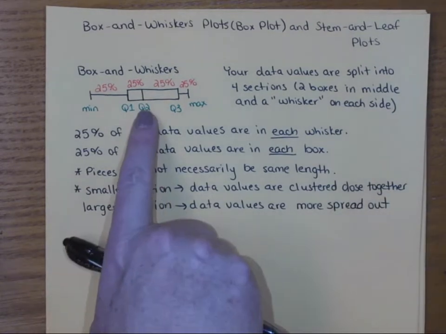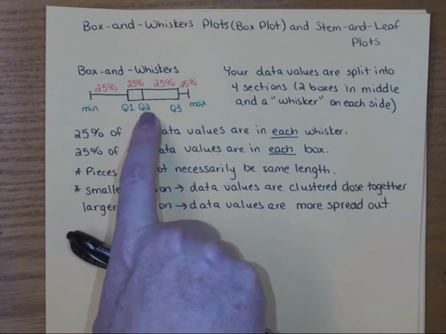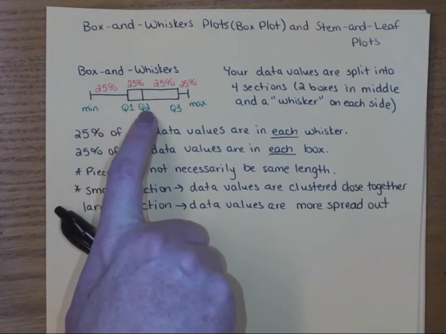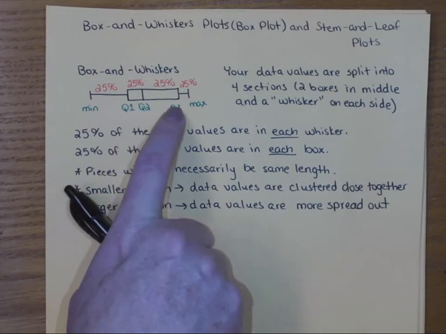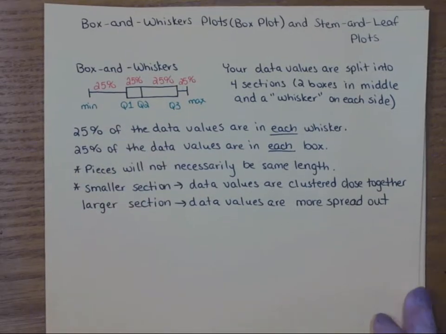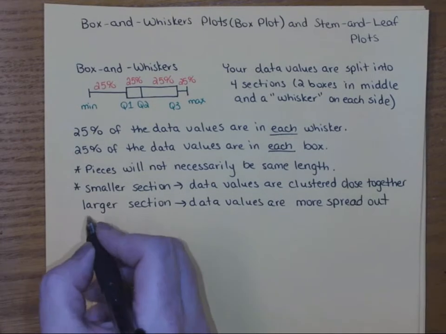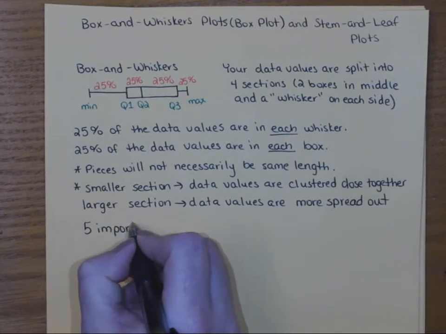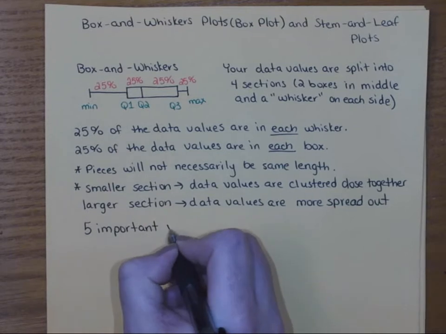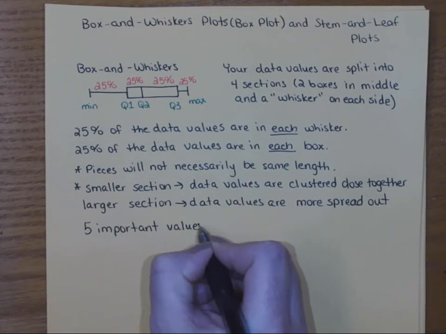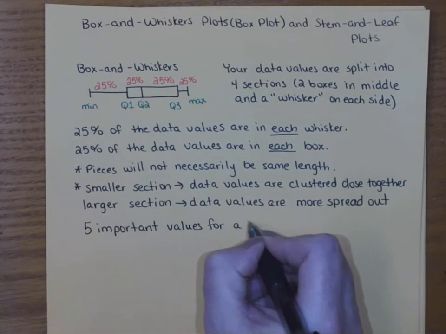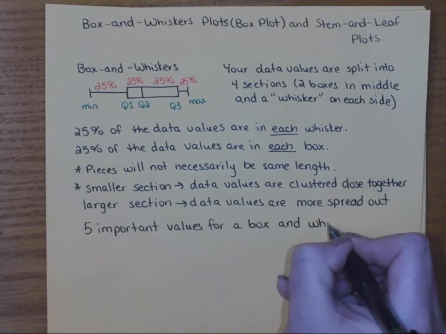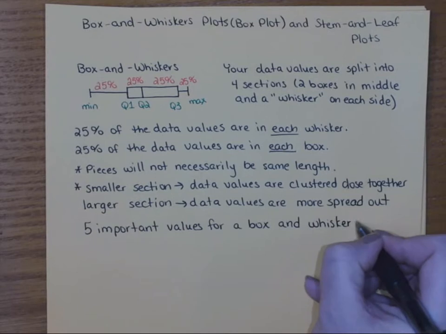Notice this Q2 is going to be the center. If we're talking about 25% and 25%, that means 50% should be below the Q2 and 50% should be roughly above the Q2. So the 5 important values that we need to be able to find to create a box and whiskers, we're going to need to know how to figure out 5 things.